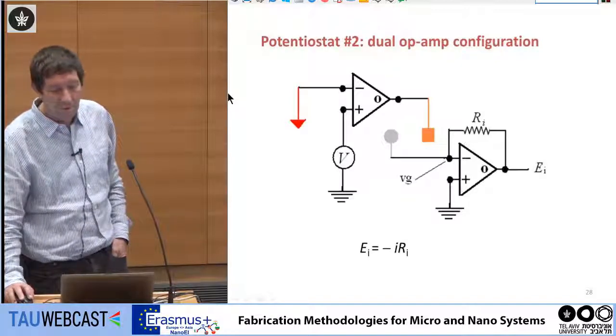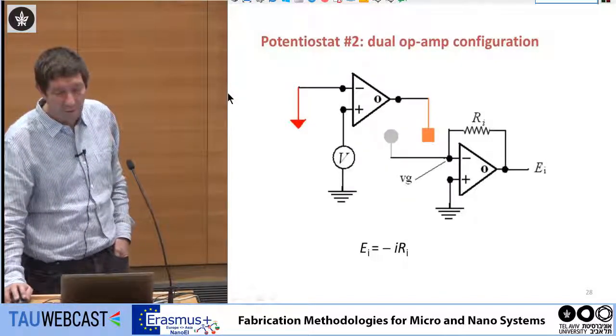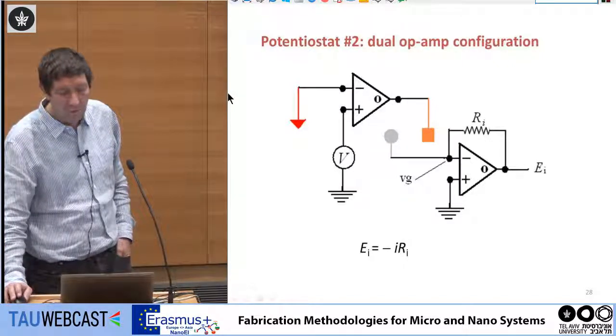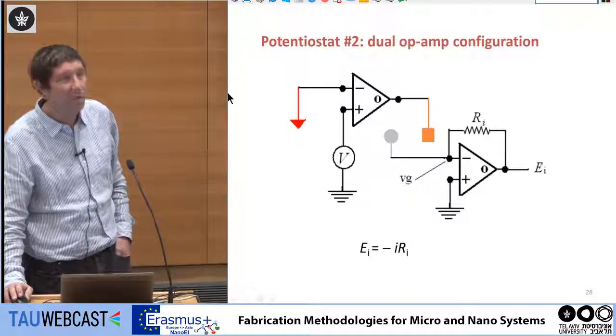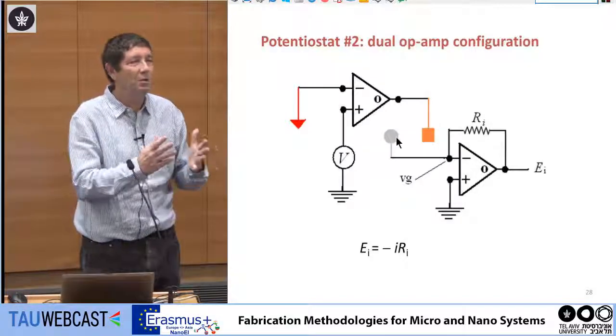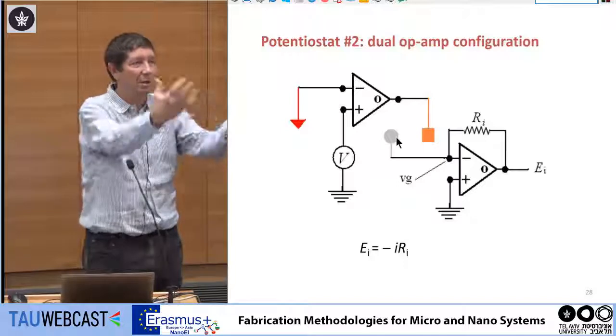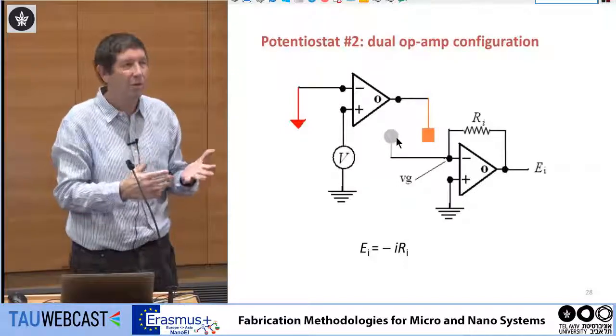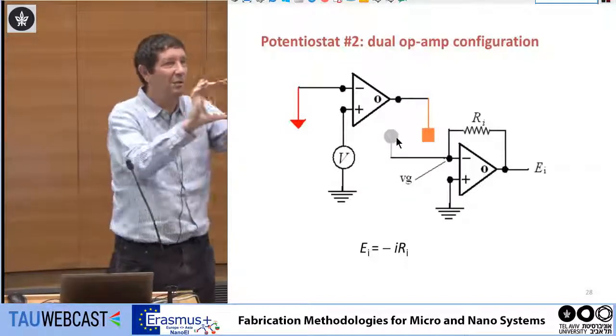You can connect your reference to this amplifier, and the current is flowing like this, and you know the potential here, you know the current through this. I need to know the current flowing between here and here. Because if I want to do electrochemical measurements, to measure the concentration or the electrochemical reaction, I need to apply voltage on the cell and measure the current.